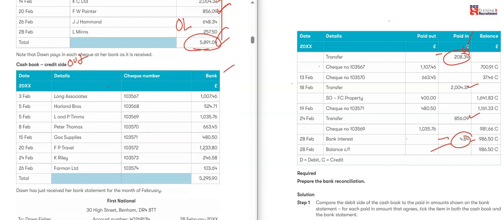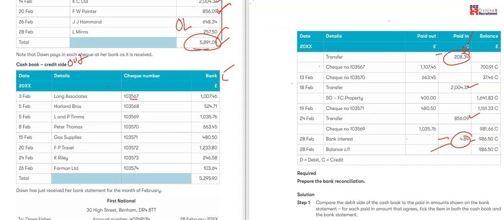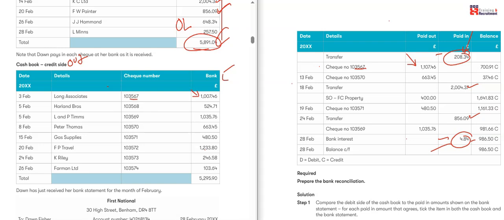Look at the left hand side, credit. Now let's match our credit items. The very first one, the cheque numbers are important, ending 67, ending 67. Look at this, bank people say 1107.46. We said 1000 something. Isn't it different? How much is the difference?